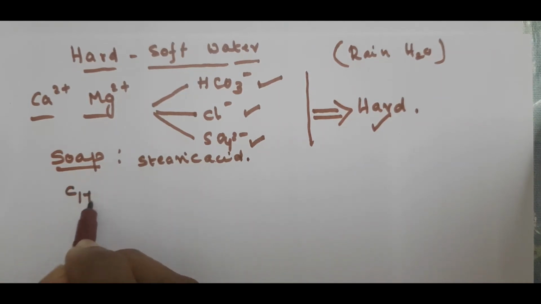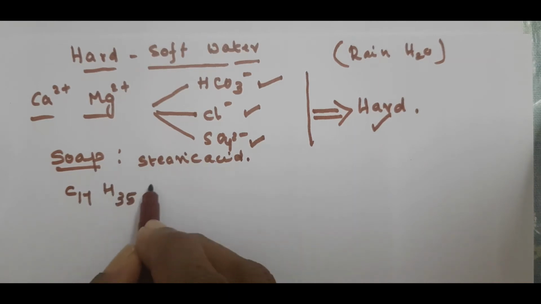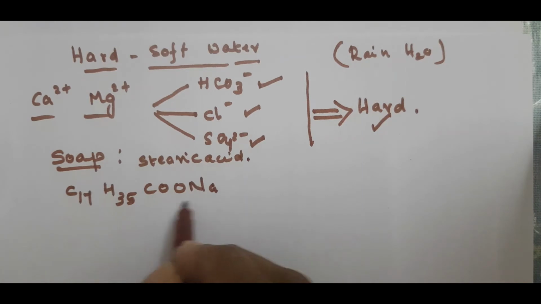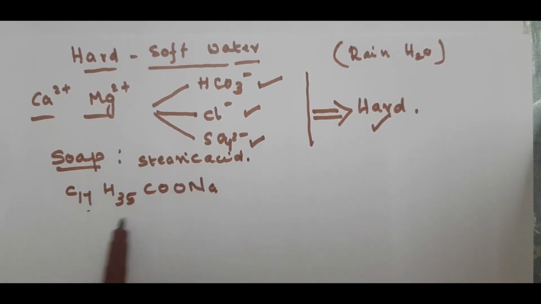So I will write C17H35COOH, which is stearic acid. Now the sodium salt of stearic acid is what is called a soap. So you can have this formula as soap. Now the soap containing the sodium stearate, isn't it? Sodium stearate is the soap.